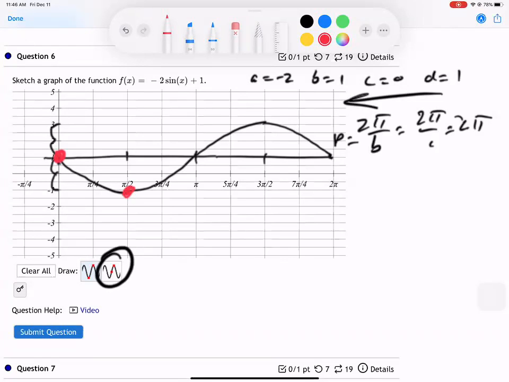Now, what if you're off by a little bit? I would still give you credit for it. If it has that pretty good shape and you got your amplitude right, you get a lot of partial credit, if anything. A lot of partial credit.